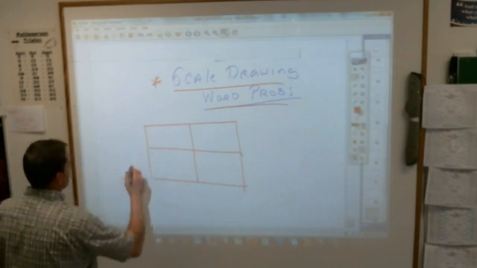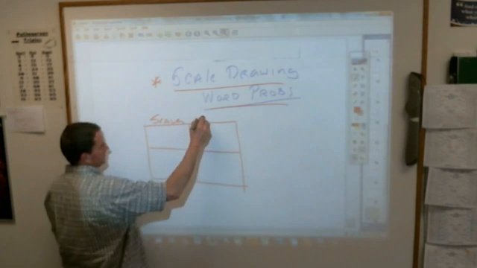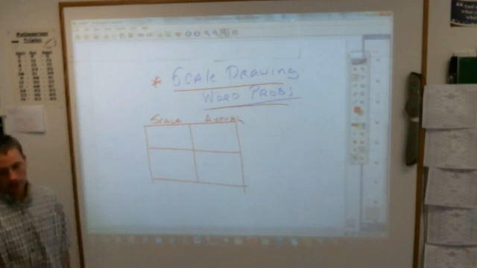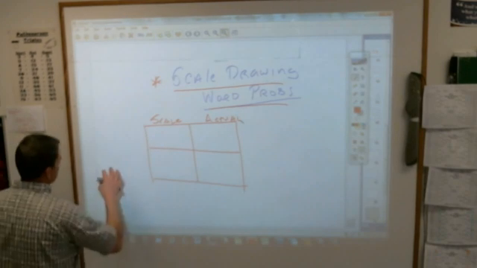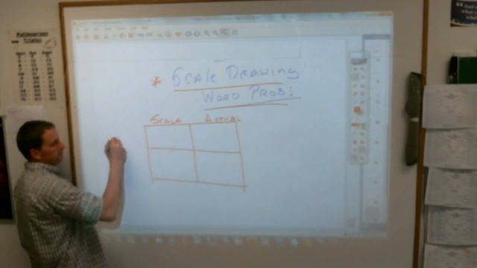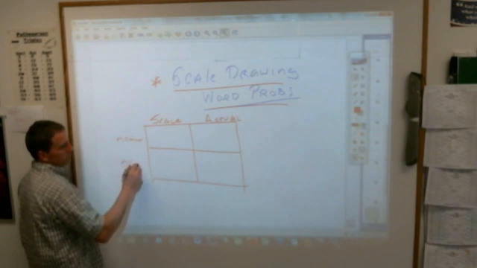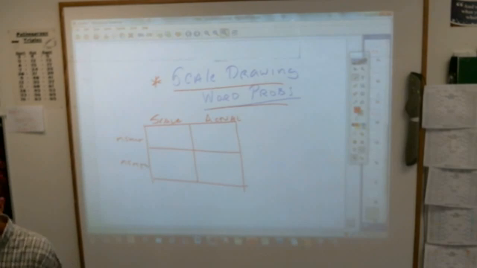You've got your scale here, and this is your actual. And then the other two boxes are whatever your measurements are in. And I'll do an example, and then you'll say, yeah, that's pretty easy.